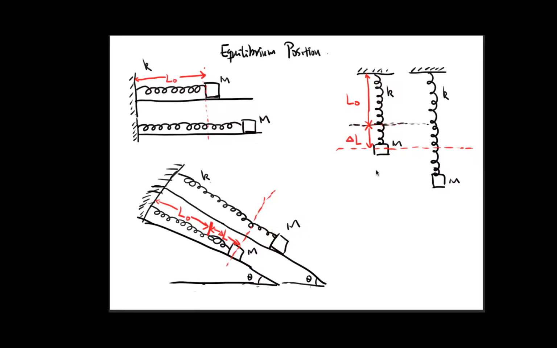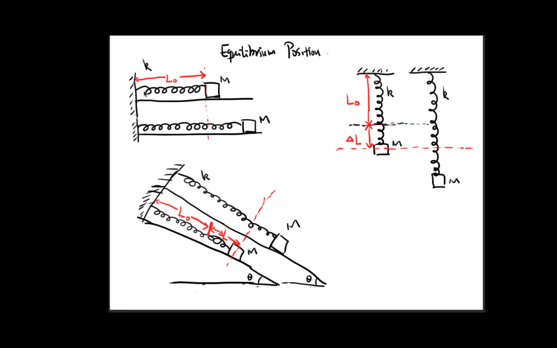In this video, I will talk about the definition of equilibrium position for oscillations. It's important to identify the equilibrium position at the start of the problem because everything else will be measured with respect to the equilibrium position. So let's first look at the first picture here.